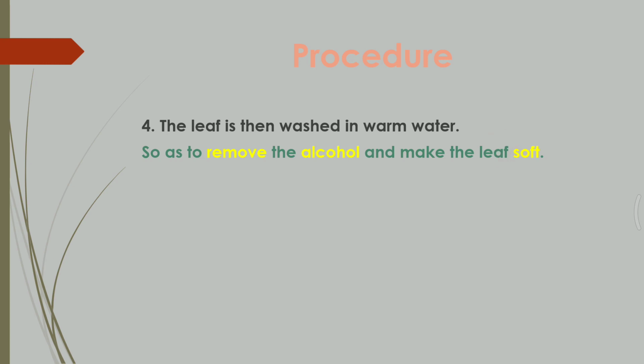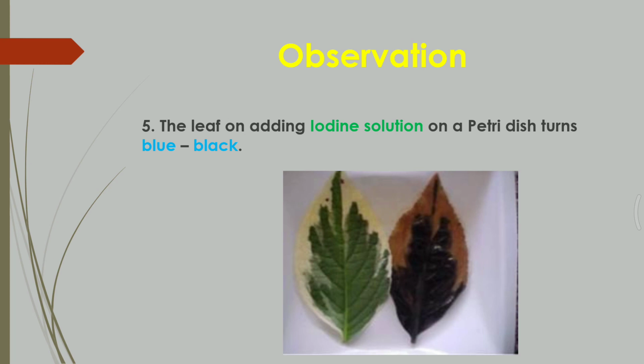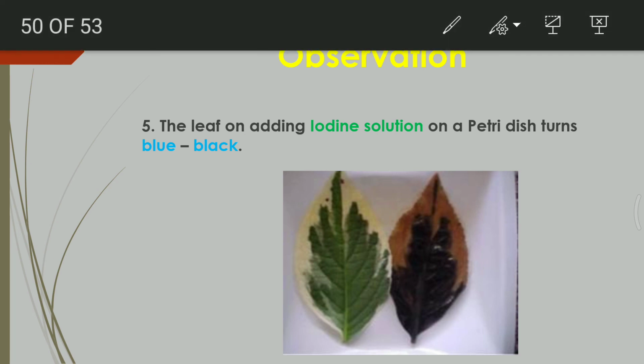Once we have done this washing, then we put the iodine solution. As we put iodine solution over the leaf which has been removed from the hot water, we see that there is some change. What is the change we can notice? It looks blue black. You can see this leaf, this one, it is looking blue black. And this is the condition of the leaf once you add iodine solution to it.